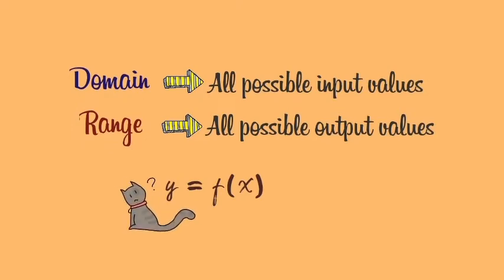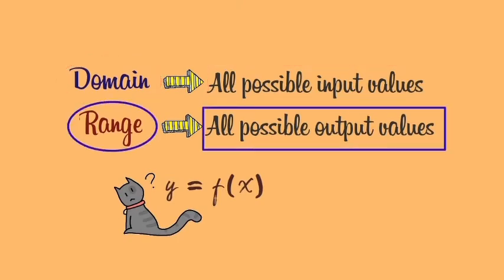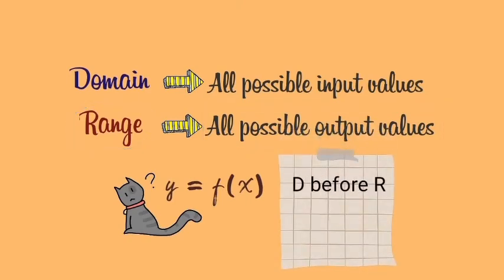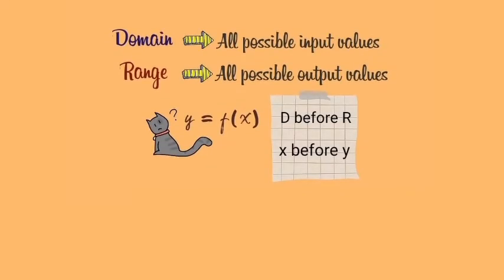Is there any good way to remember this? How do we remember that the domain is all possible input values and the range is all possible output values? Maybe something like: d comes before r, and x comes before y. The domain is x and the range is y. Okay, nice. Shall we try out a few examples now?